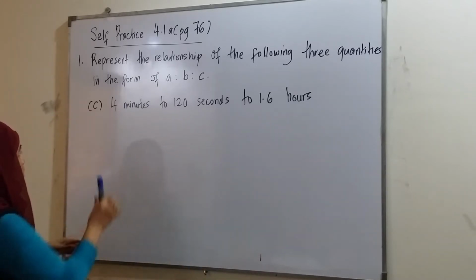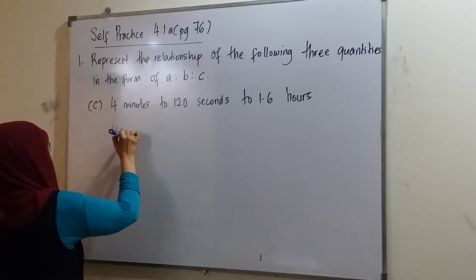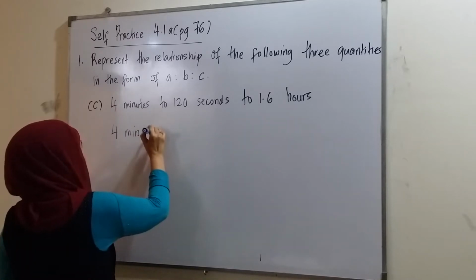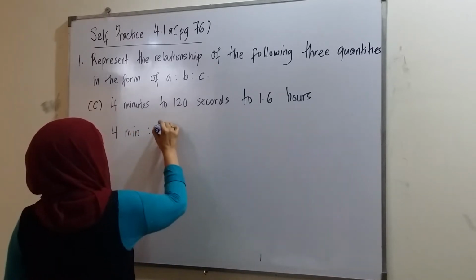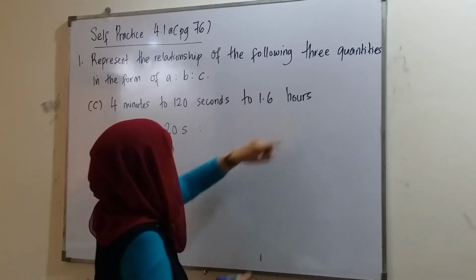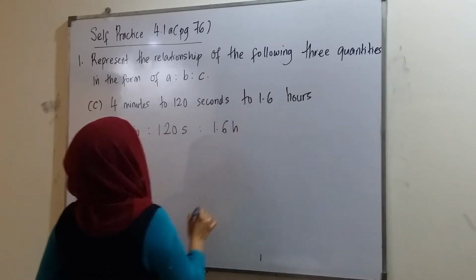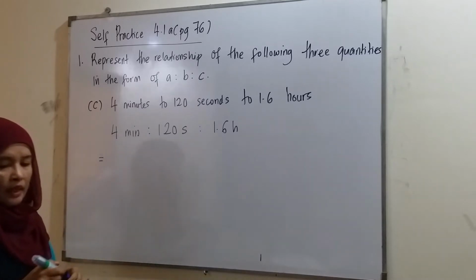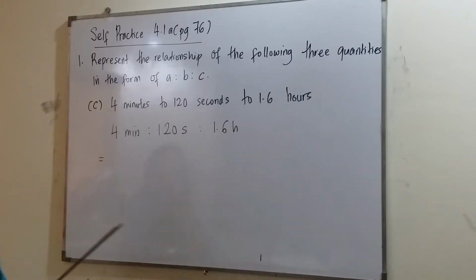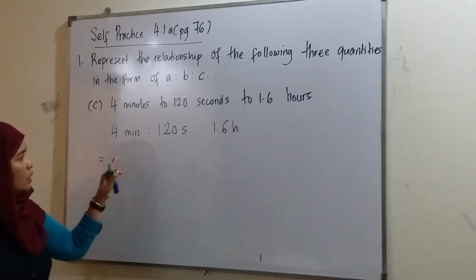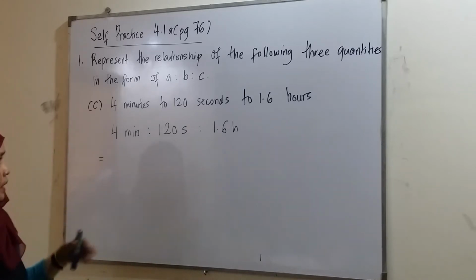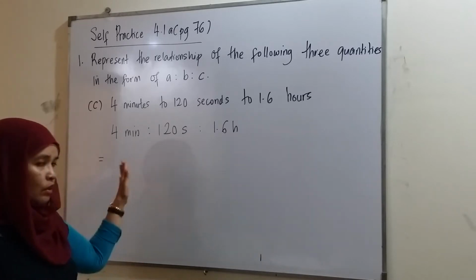First we write 4 minutes, 4 min, ratio, 120 second, 120 s for second, ratio, 1.6 hours, 1.6 h. Now we look here. The unit is different. So there are many methods here. Either you change all to minutes, or all to seconds, or all to hours. In teacher's opinion, it's easier if we change all to seconds.